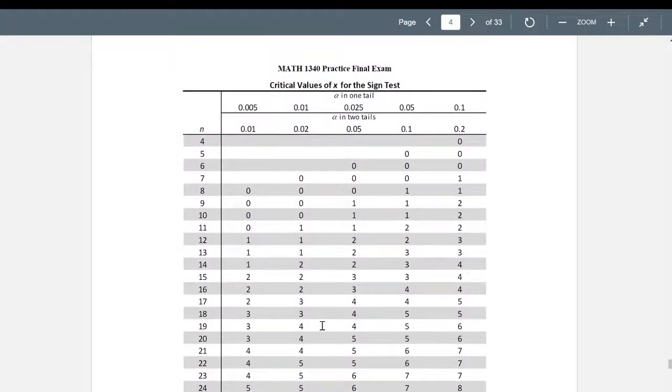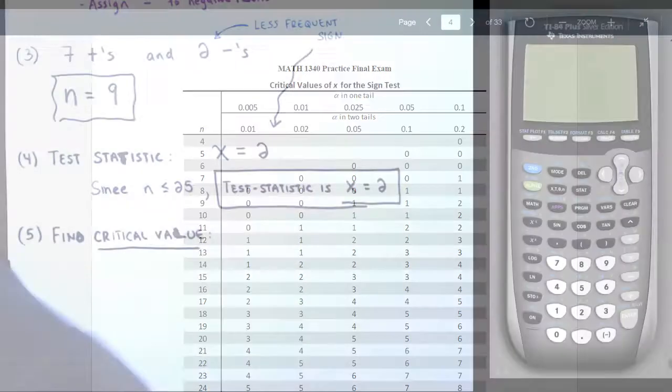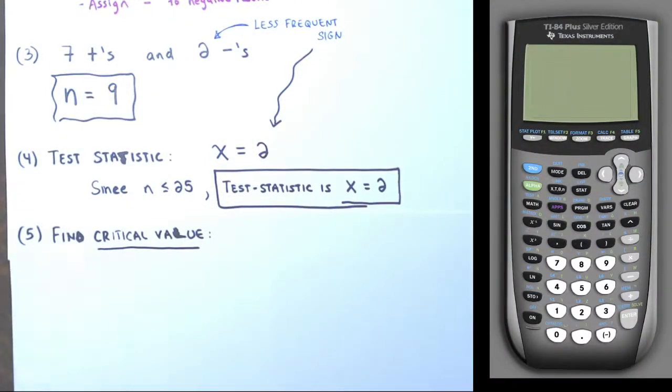It was mentioned to us. We were asked to use alpha equals 0.05. And then we had to pay attention. I'll write this down back on the page. We'll come back to that table in a second.